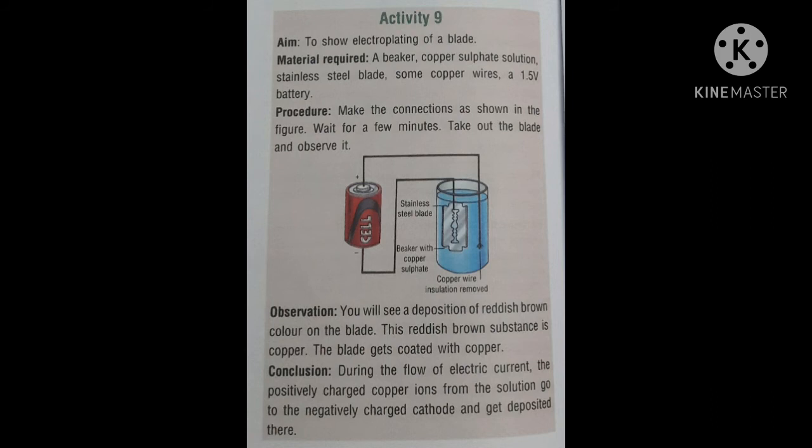What we observe is a deposition of reddish brown color on the blade, and this reddish brown substance is copper, so the blade gets coated with copper. From this activity we conclude that during the flow of electric current, the positively charged copper ions from the solution go to the negatively charged cathode and get deposited there.